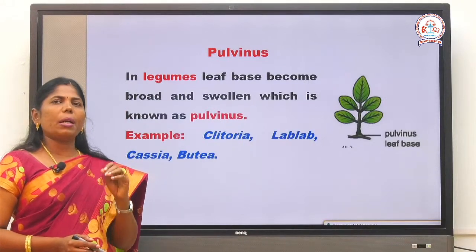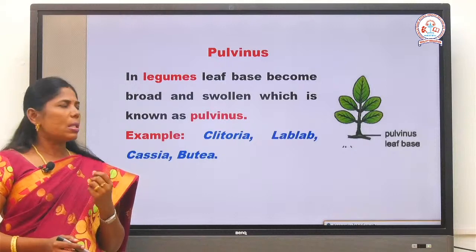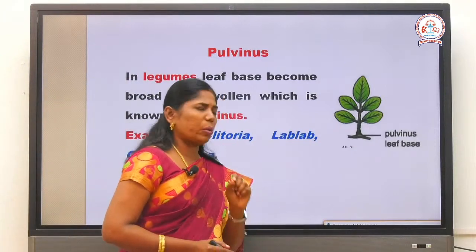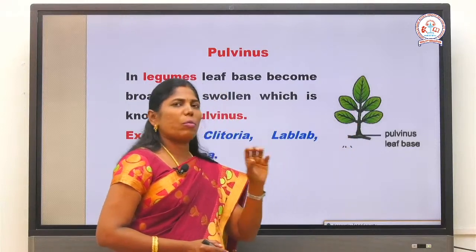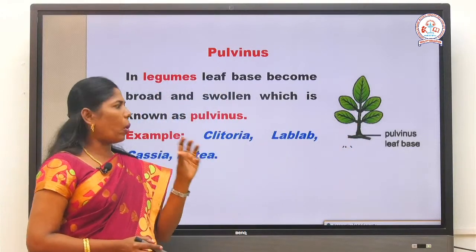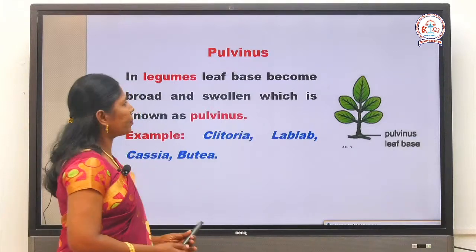Fabaceae is the pulses family. So, here we can see the pulvinous leaf. What is pulvinous? Pulvinous means the leaf base is somewhat swollen. It is broad and swollen in condition.